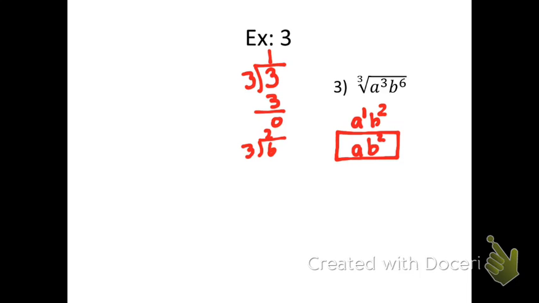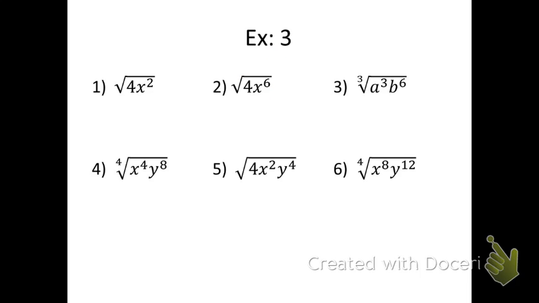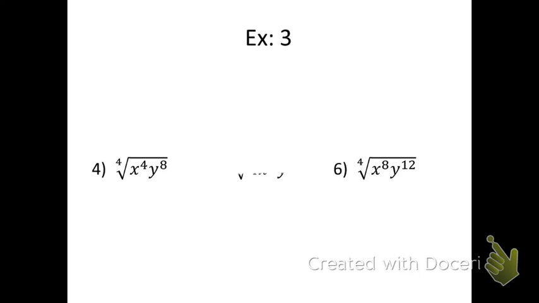Continuing to number 4. Let me erase these other ones so we have some space to write here. Number 4 shows the 4th root of x to the 4th, y to the 8th. Again, we can apply the same rules as last time. X to the 4th: 4 divided by 4 is going to be 1, which means all 4 x's will be coming outside. So we could even just draw it as x to the 1st coming to the outside. 8 divided by 4 is going to be 2, and there's not going to be any remainder. So it's going to be y to the 2nd.